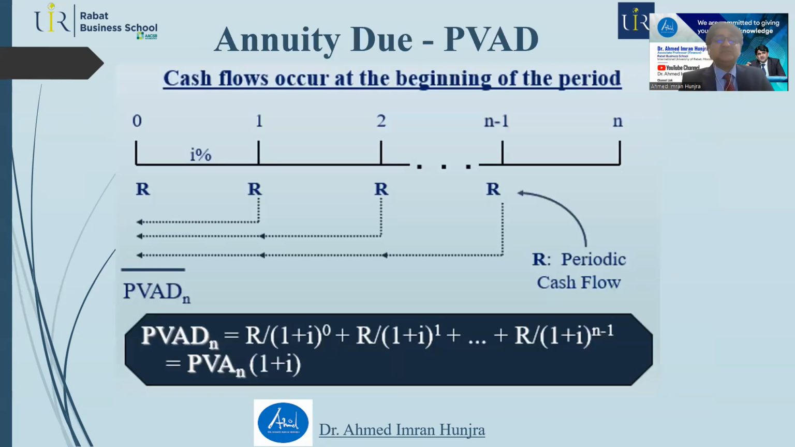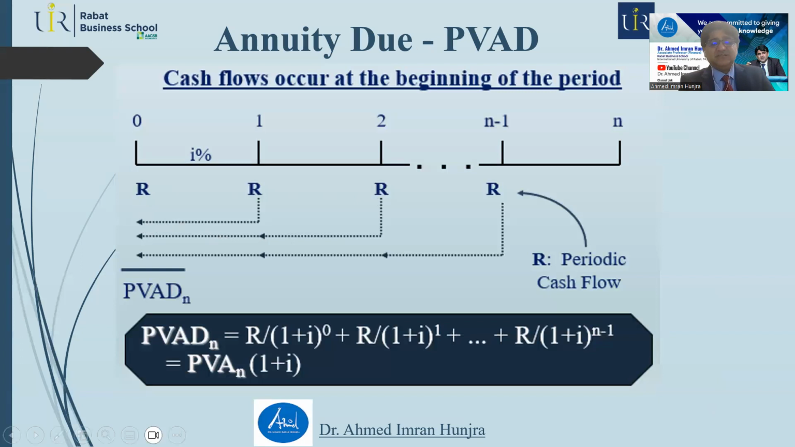If it's the case of annuity due, the payments are made at the start of each time period. So here is the payment of the first cash flow, here is the second cash flow, and here is the third cash flow. The payments are made at the start of the time period. For the first cash flow, the power will be 0. Second cash flow, power will be 1. Third cash flow, power will be 2. And the last cash flow, power will be n minus 1.